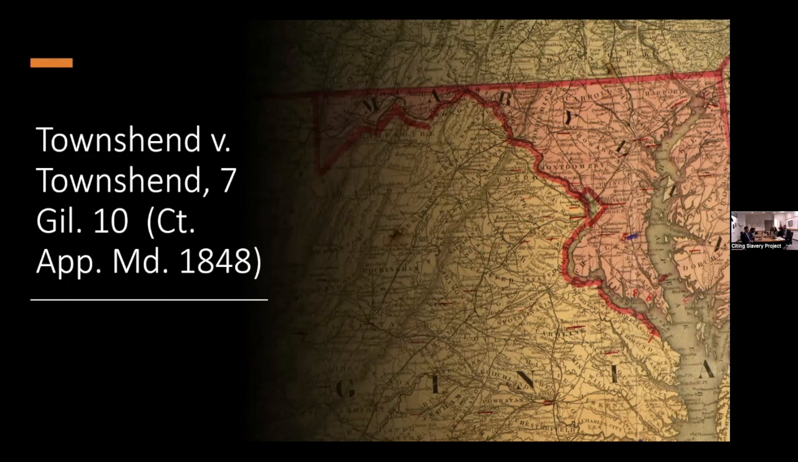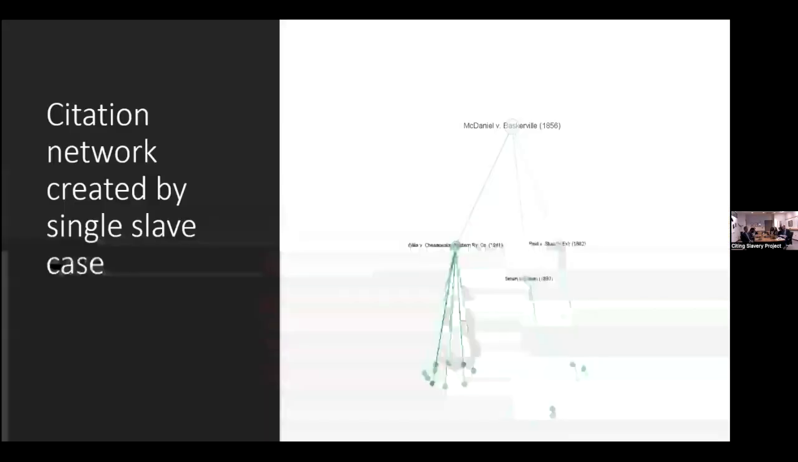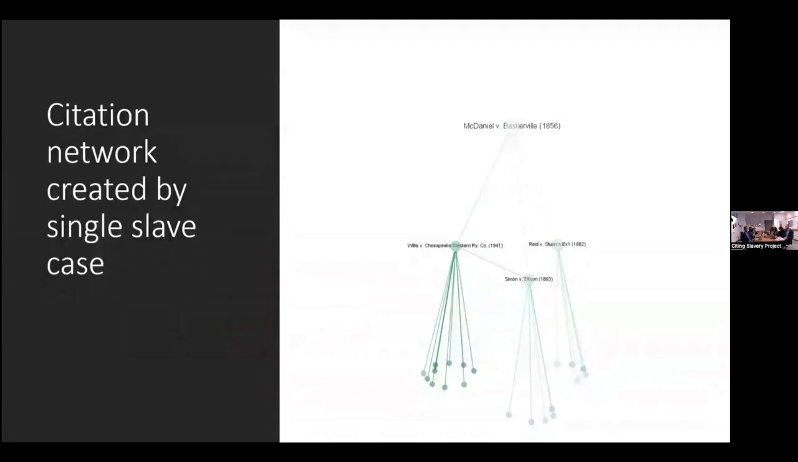We can get a better picture of how influential slave cases have been by studying the citation networks they have created. Take this example, created using Gephi network visualization software. The darker the dot, the more recent the case. Although this case has not been cited by a recent case directly, there are several recent cases that cite cases that cite it. Just this one case has a much larger influence on the law than the direct citations to the case suggest.